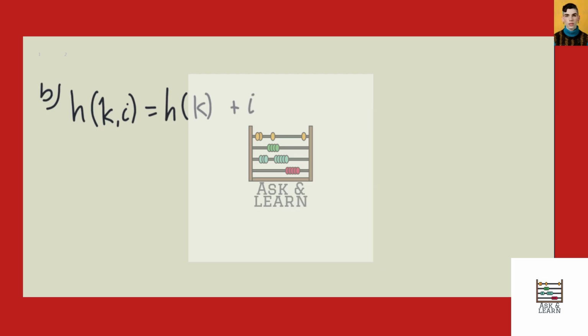Plus, we'll take i mod m, and i is going to run from 0 to m minus 1. And m minus 1 being our number of parking spaces, essentially.